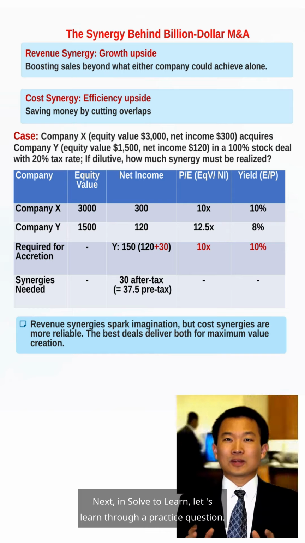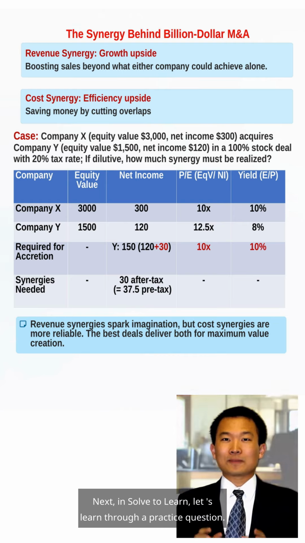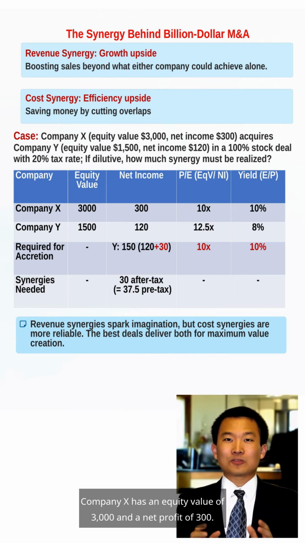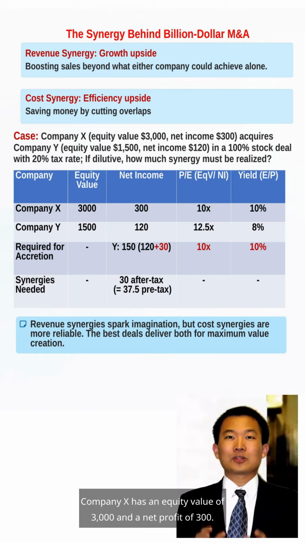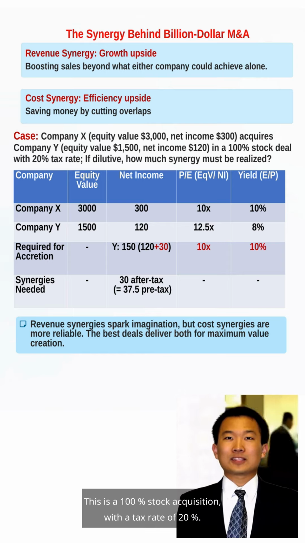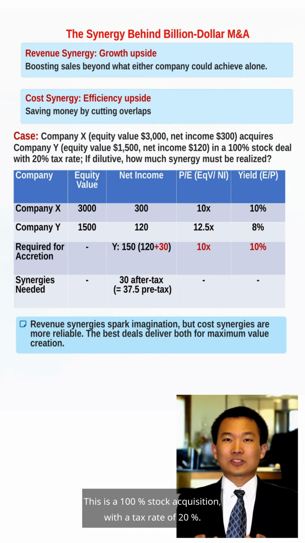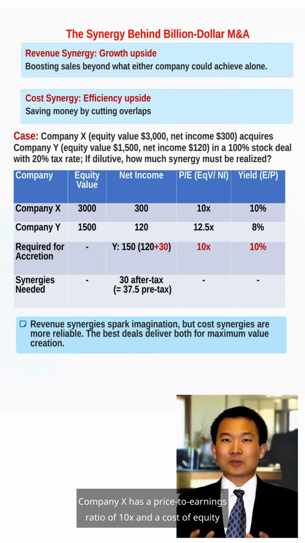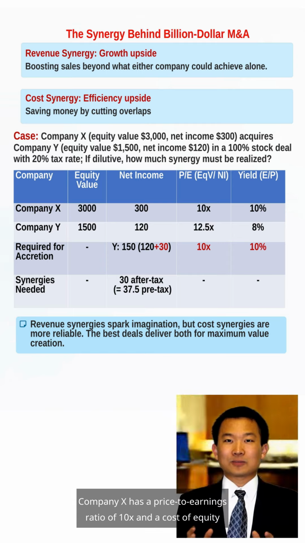Next, in Solve to Learn, let's learn through a practice question. Company X has an equity value of $3,000 and a net profit of $300. Company Y has an equity value of $1,500 and a net profit of $120. This is a 100% stock acquisition with a tax rate of 20%. Company X has a P/E ratio of 10x and a cost of equity of 10%.